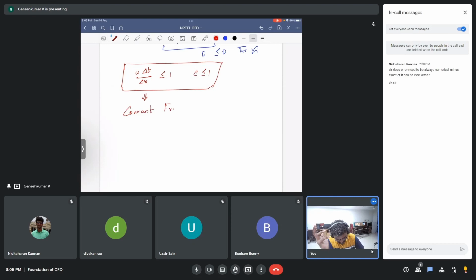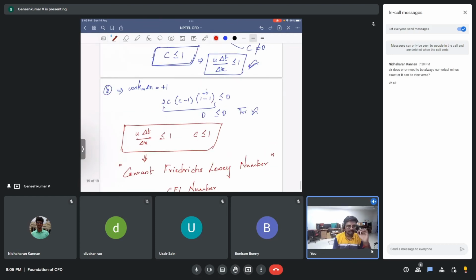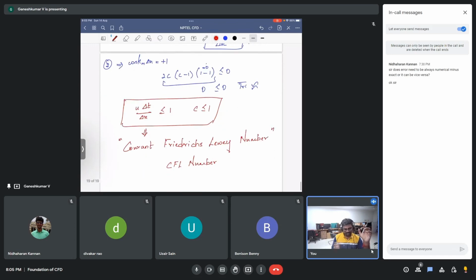This is what we call the Courant-Friedrichs-Lewy number, basically the CFL number or Courant number. Whenever you run a simulation, you will find a CFL number, and you will make your delta t and delta x such that the CFL number everywhere in your domain at every time step will always be less than 1. If you make sure that is happening, your solution is bound to be converged and stable. So that's what this condition tells.